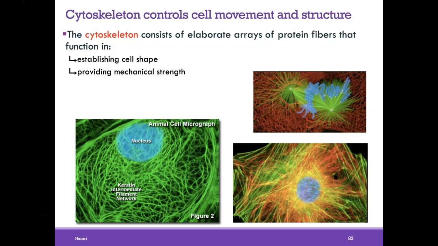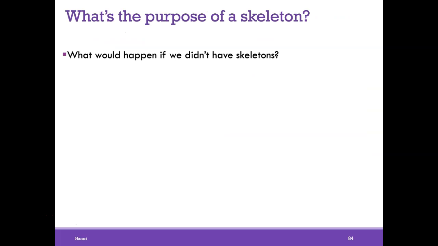They also have mechanical strength. They're able to resist stress. Cells are able to move because of their cytoskeleton. And intracellular transport of organelles is also mediated by the cytoskeleton. What that means is, let's say a mitochondria needs to go from one place in the cell to another. The cytoskeleton can help make that happen.